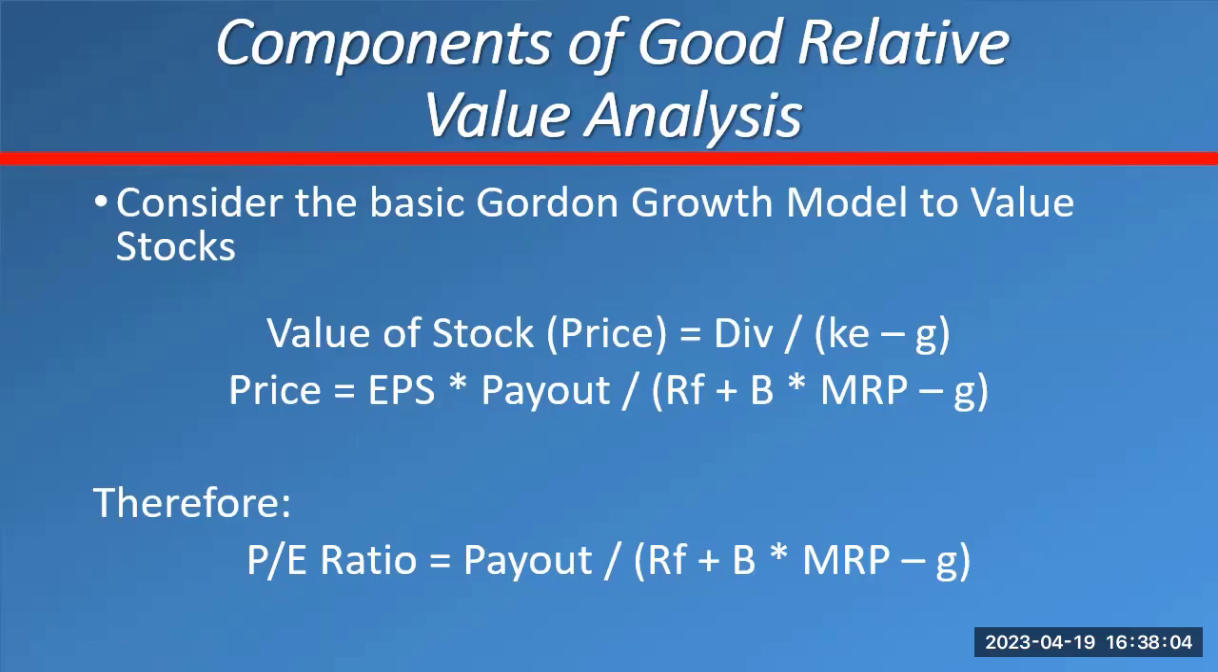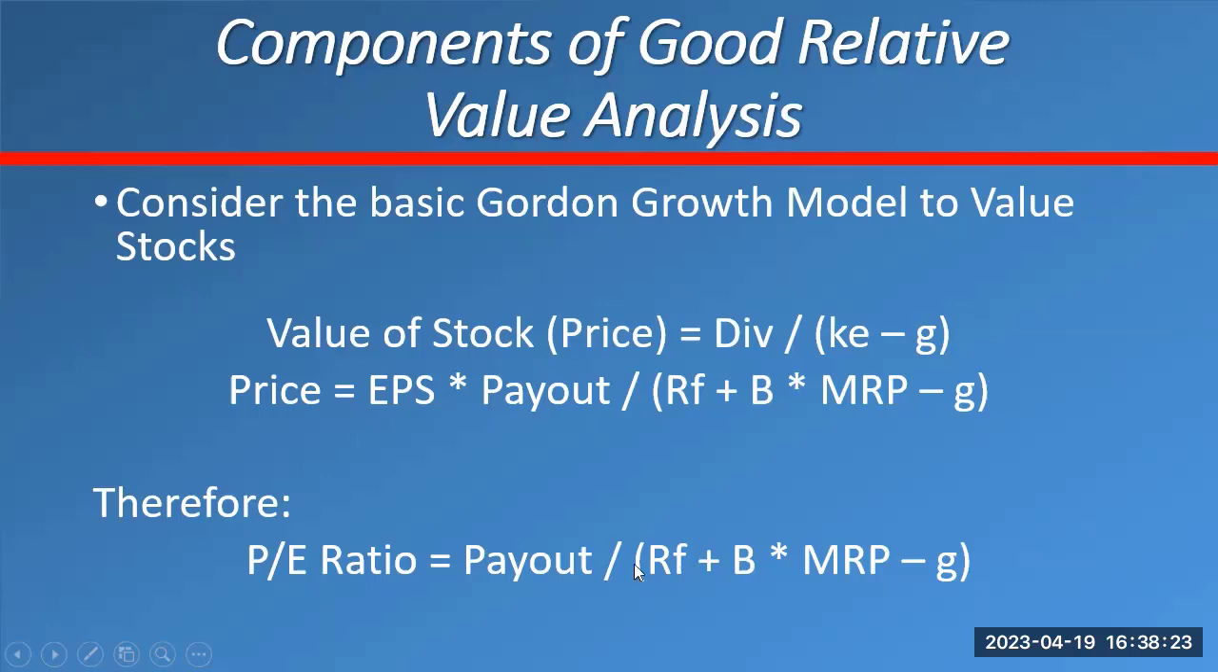A PE ratio is what? It's the payout ratio divided by, what is this, RF plus B times market risk premium? That's the capital asset pricing model. That's your discount rate. And what's the G? That's growth. So what does this formula tell you?